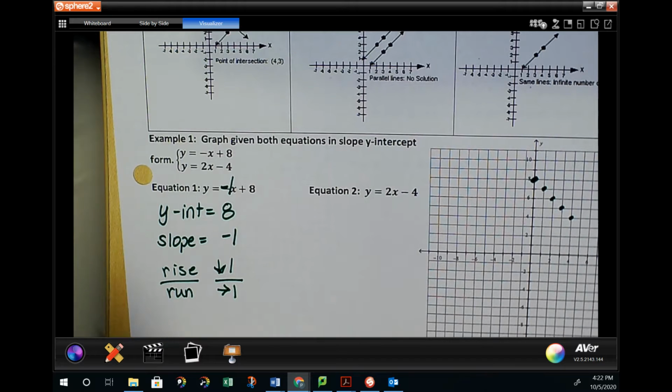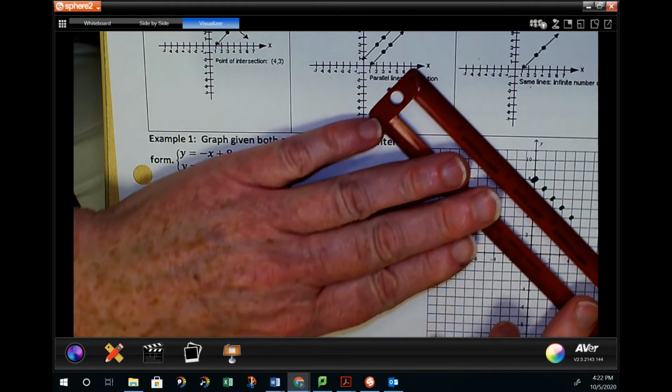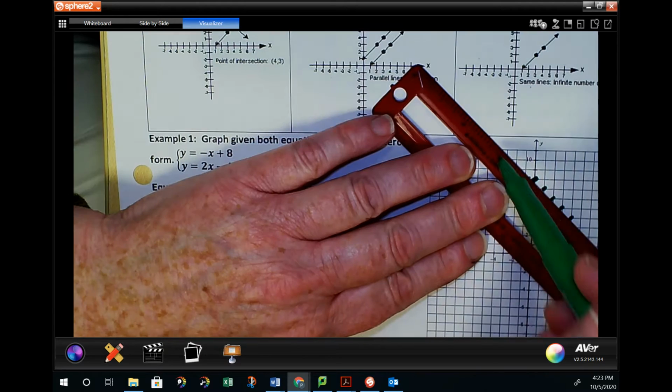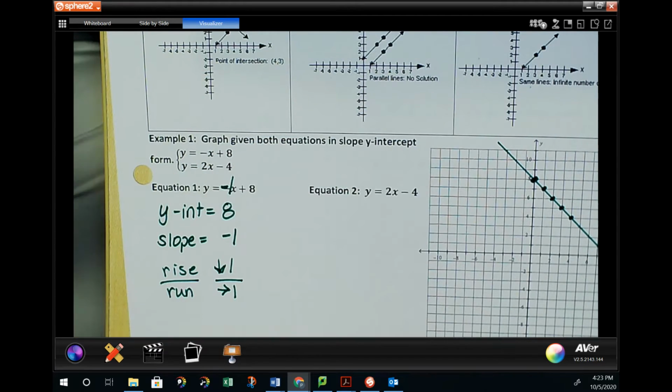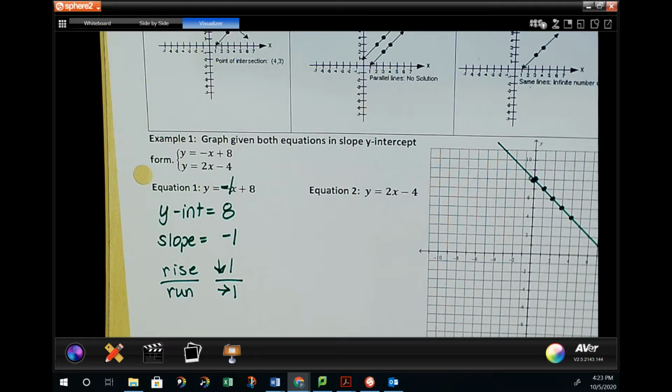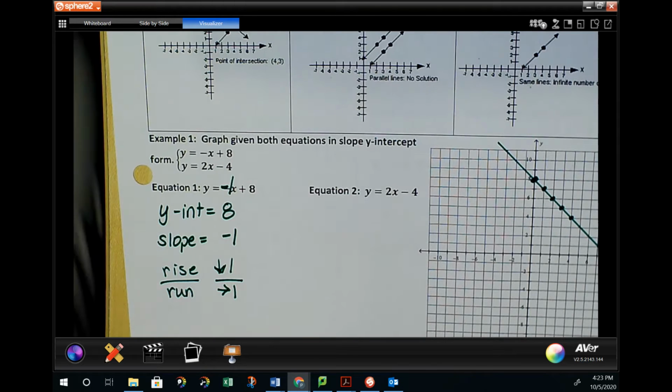And then you just keep going. What I'm going to do is I just use a straight edge, and then I connect my points. You can keep following that little pattern with your straight edge. So that's for equation 1.